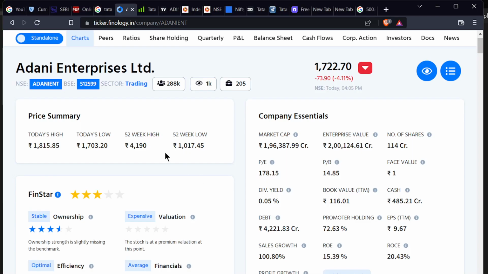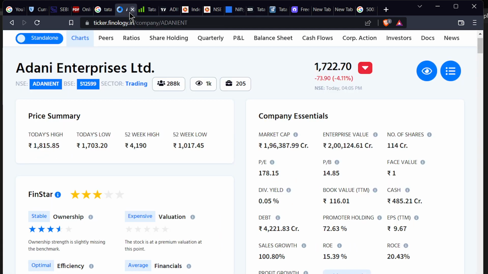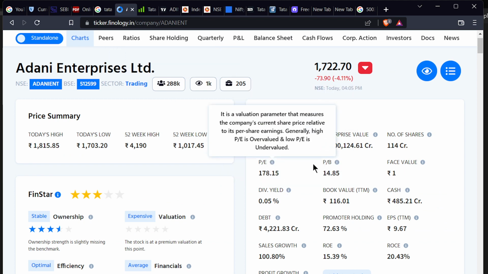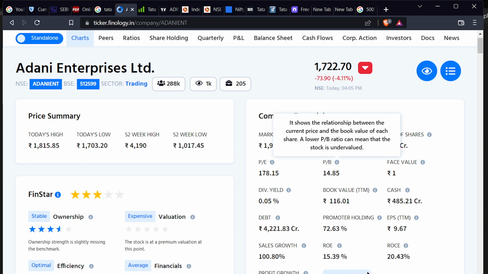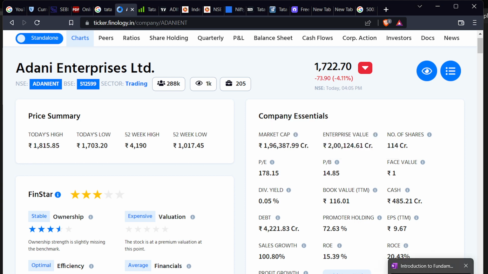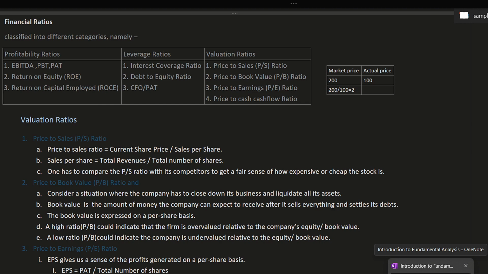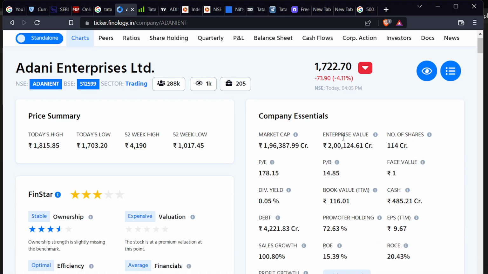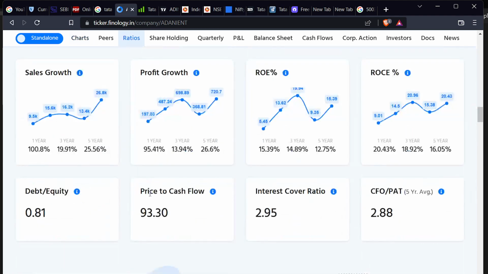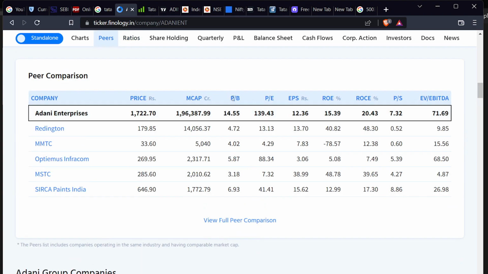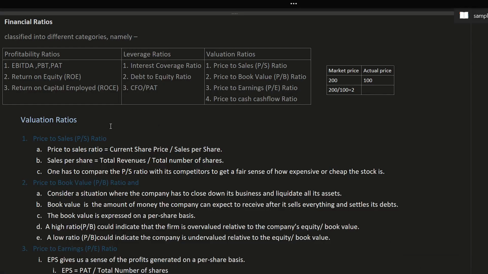I already told you that you will get them on Tickertape, Screener, and even Moneycontrol also. Okay, so here you can see the PE ratio, PB ratio, PS ratio, and price to cash flow ratio. You will get all of these values, P, PB, PS, here. Okay, so what is the use of these things?